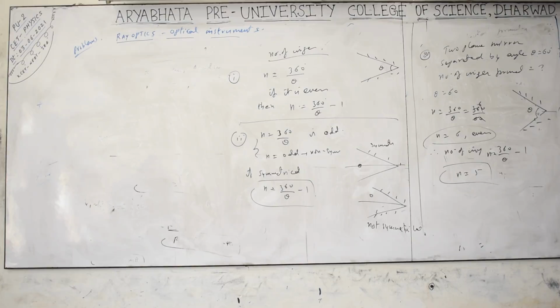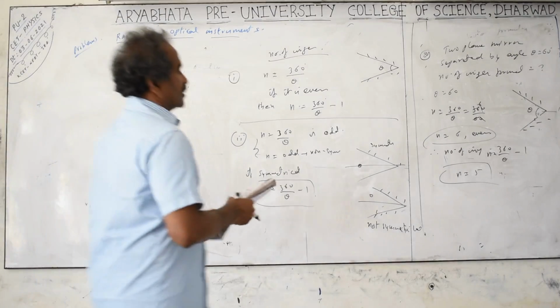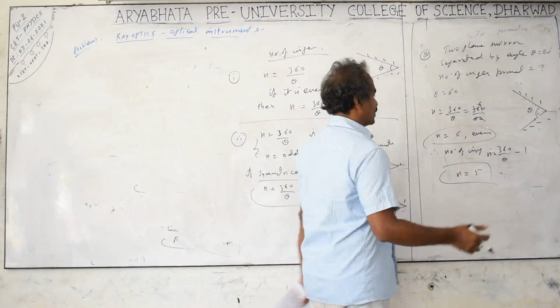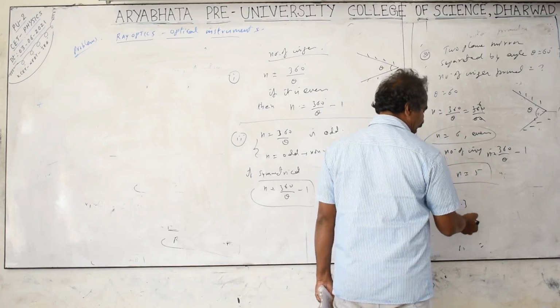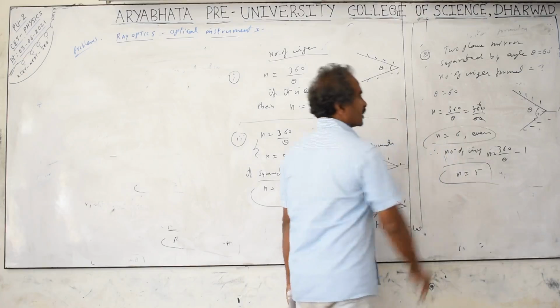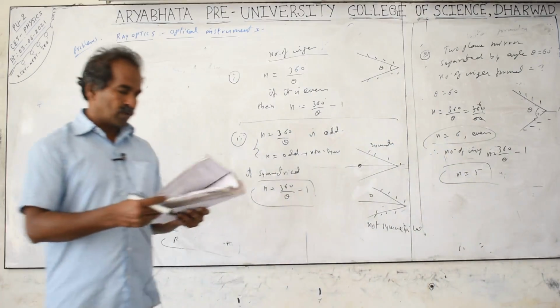Next, two points left out. In case you get fractional numbers, round down to the lower number, not the higher. For example, if you get 4.3, make it 4. 4.9 also make it 4 only. Don't approximate to the higher number, approximate to the lower number.